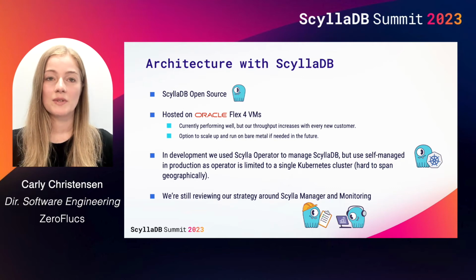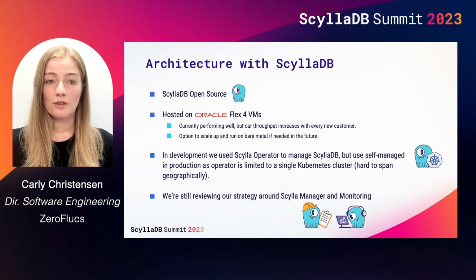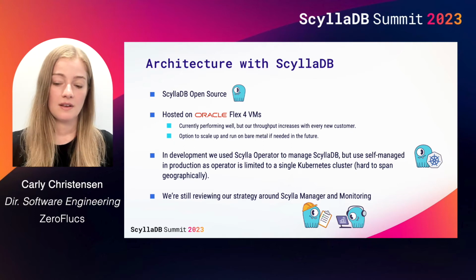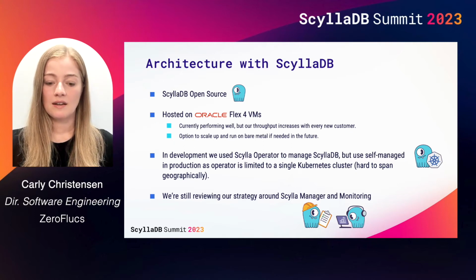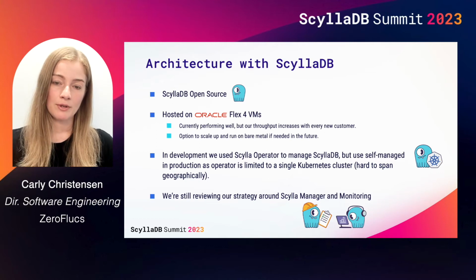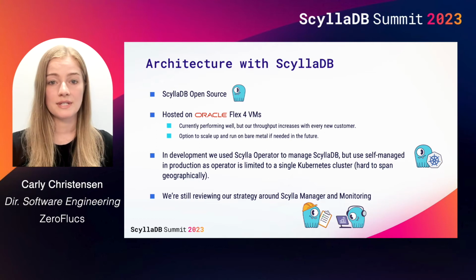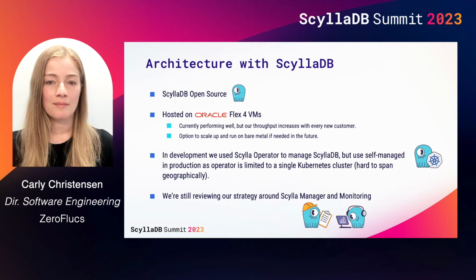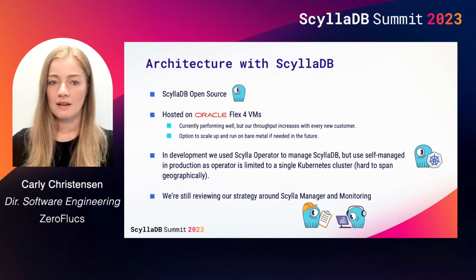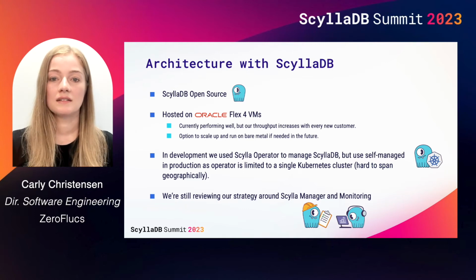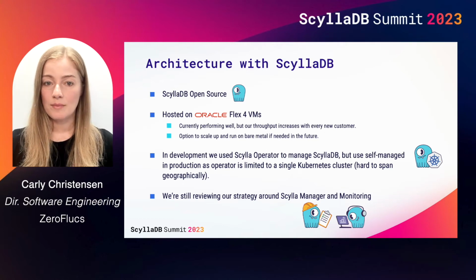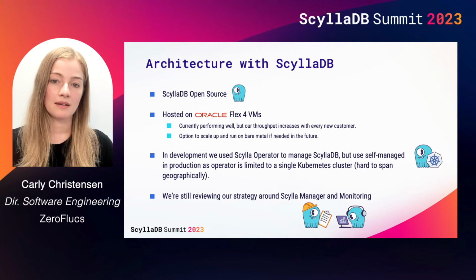So let's look at our architecture with ScyllaDB. We use ScyllaDB open source, and we're hosted on Oracle Cloud using their Flex 4 VMs. These VMs give us the option to change the CPU and memory allocated to those nodes if needed. It's currently performing very well, but with every customer that we add, our throughput does increase. So we're aware that there may come a time in the future where we need to scale up and move ScyllaDB to bare metal instead.